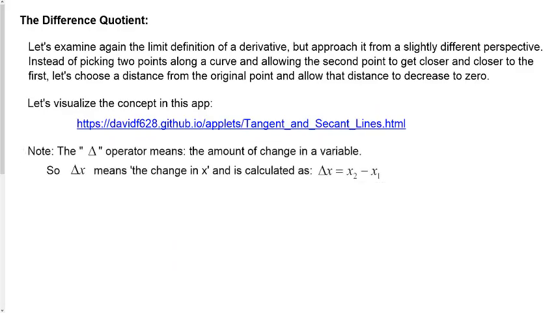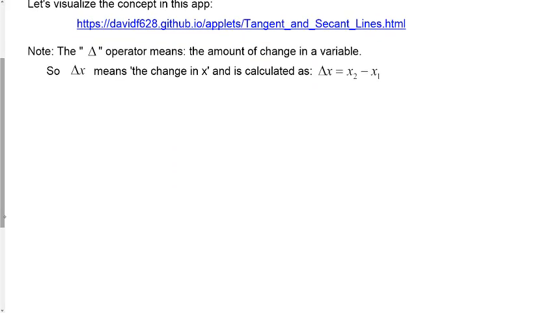So the way that we notate this, first off, this notation here, the delta operator, means the amount of change in a variable. So delta x means the change in x. Point P I had located at x comma f of x. Point Q I had located along the curve, a distance away from P. So wherever P was, plus some distance away, so x plus delta x. And the y value is the function itself evaluated at that point.